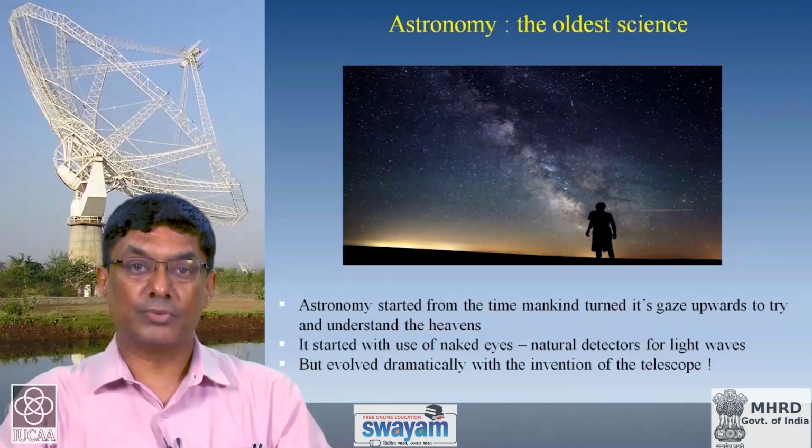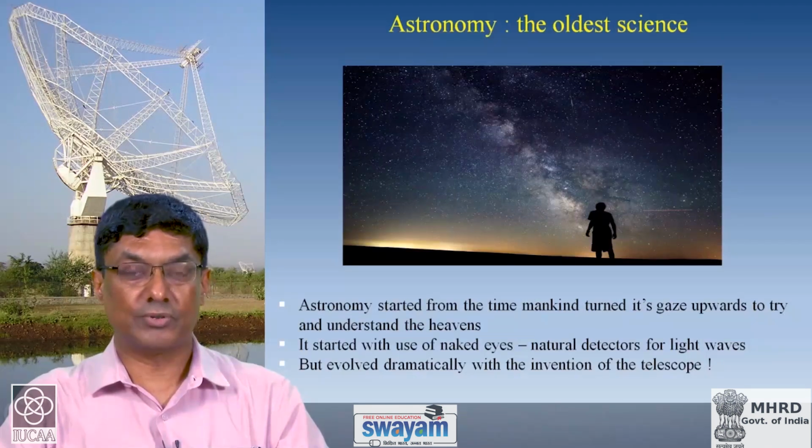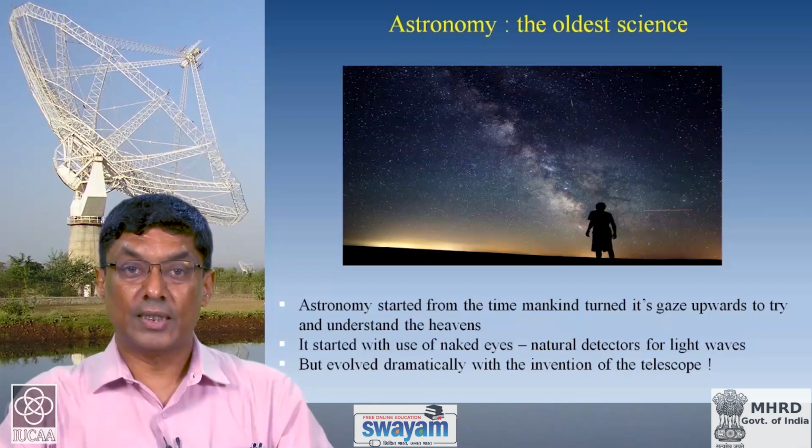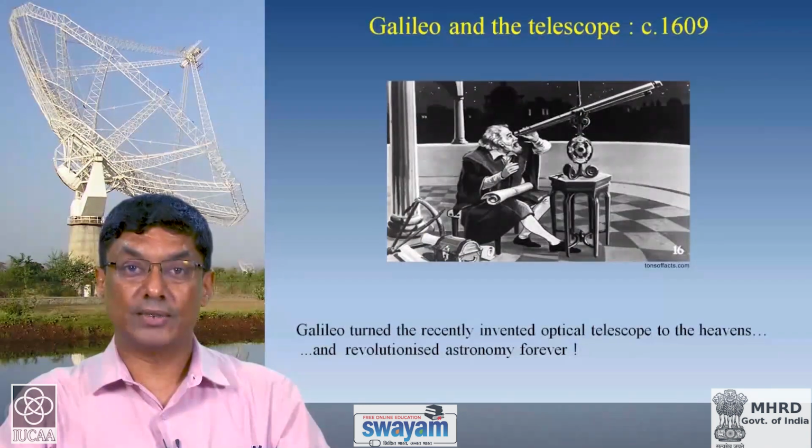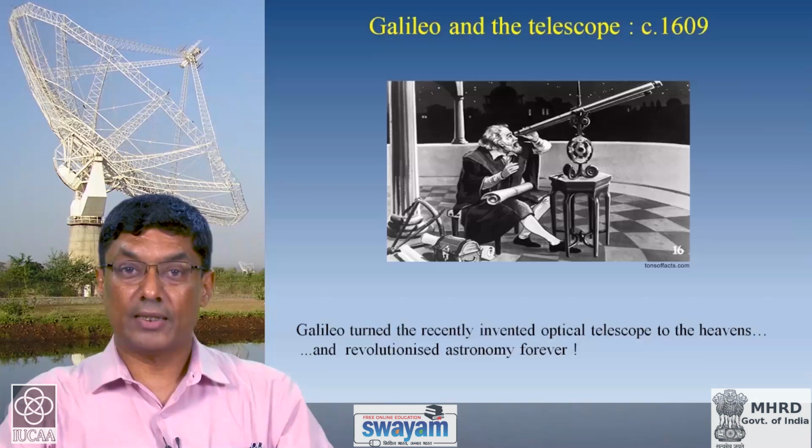And it started obviously with the naked eyes, because that is the natural detector for light waves. And as we see, this is important that you have to have the right kind of detector for different electromagnetic waves. But then when the telescope was invented, there was a dramatic change in the way we could do astronomy. And as we all know, the man who made this happen was Galileo, who turned the telescope to the heavens for the first time in early 1600s, and the rest is history, as we know that we completely changed the way we see and understand the universe.